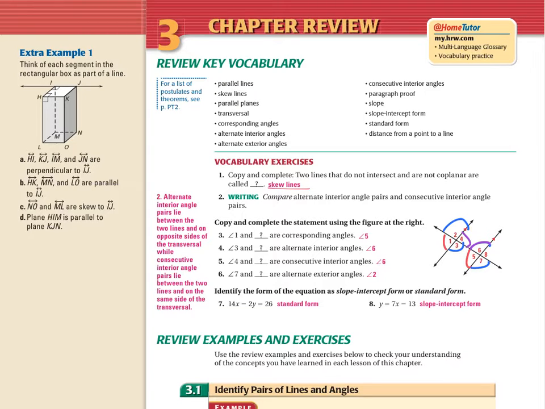Number 7 and 8 just say to identify whether it's slope-intercept form or standard form. So slope-intercept is your y equals mx plus b, which would be like 8. And 7 is standard form, which is the ax plus by equals c.